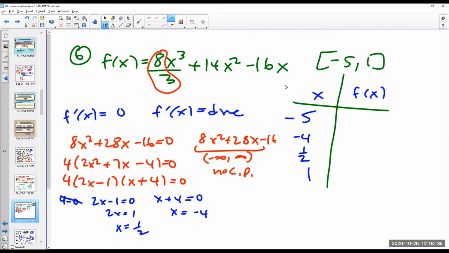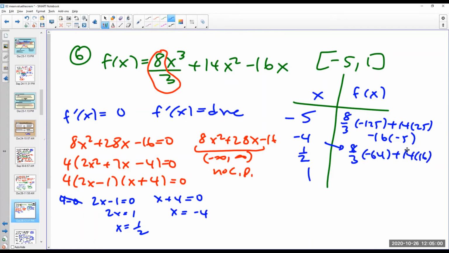So go into f, plug in -5, so that'll be 8/3 times -125 plus 14 times 25 minus 16 times -5, and figure out what that is. Does that make sense? Do you need me to go on from here? You do. Okay, then plug in -4. So -4 would be 8/3 times -64 plus 14 times 16 minus 16 times -4. I'm going to have to get my calculator out. And then plug in 1/2 and plug in 1.